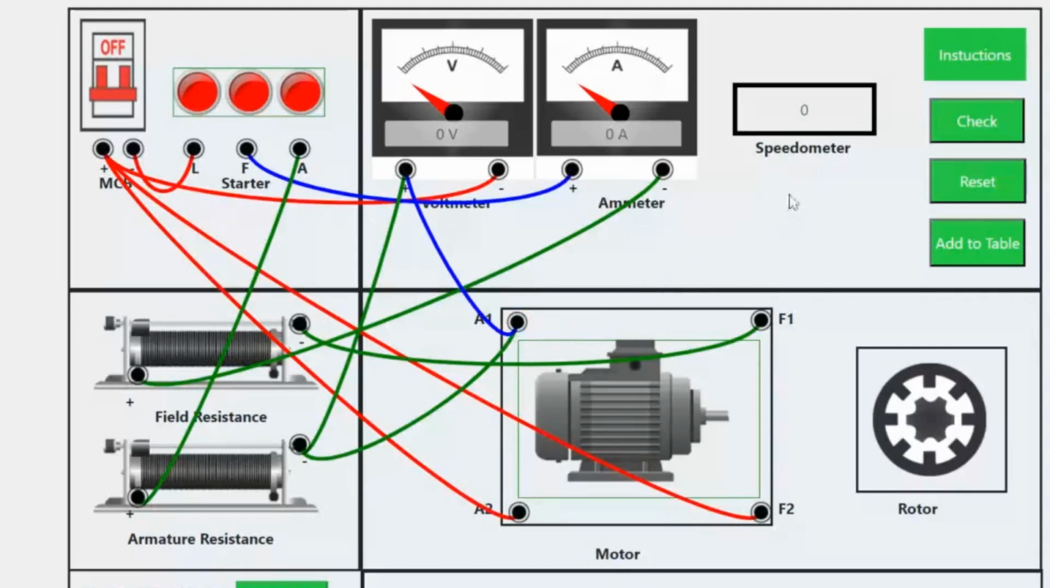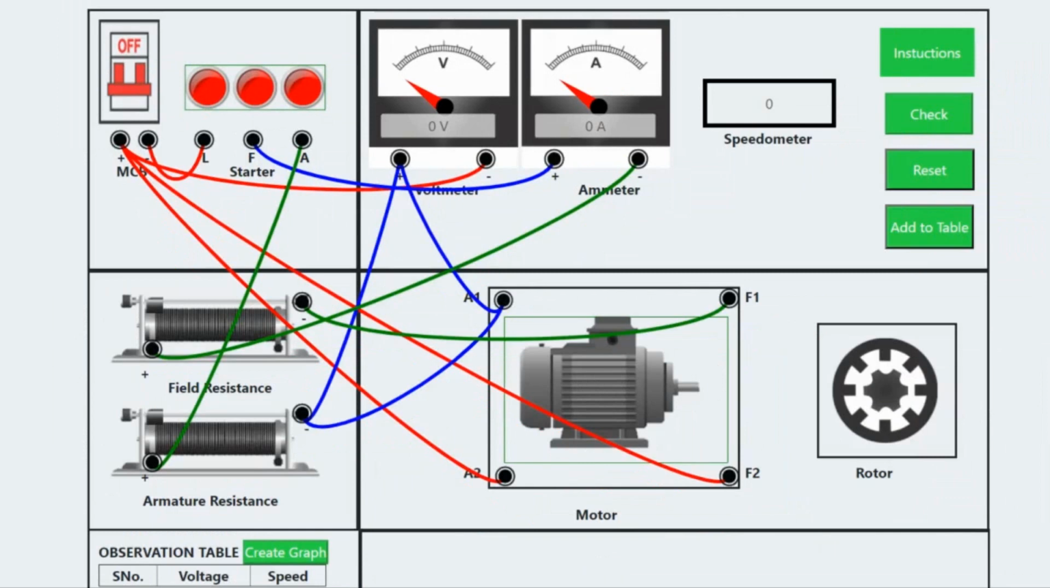After making the complete connections, click on check in order to verify the correctness of the connections. If the connections are correct, then it will display a message as correct connections or star connections. Press OK and then proceed to perform the practical. If in case any connection is wrong, you have to reset the connections and reconnect the circuit.